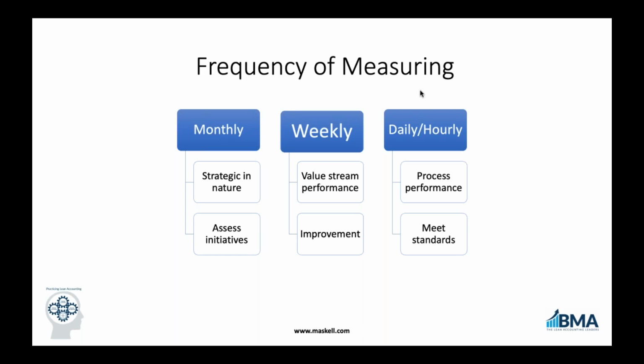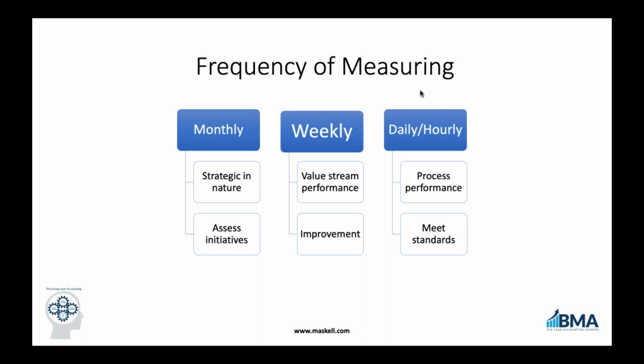If you look at improvement, that could be more at the total, like a value stream level. You can look at that on a weekly basis, maybe even monthly. So this is where we're looking at, are we reducing lead times over time? Are we improving productivity over time? And maybe are we reducing costs over time?